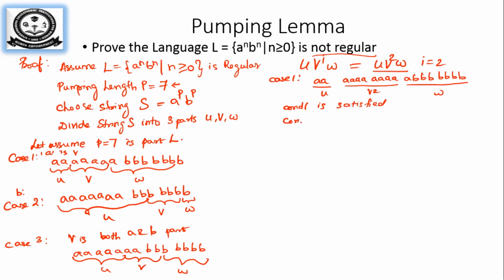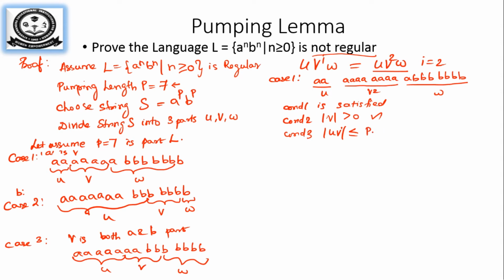Now condition 2 is that the length of V must be greater than 0. Here it is also satisfied. And condition number 3 is that the length of UV must be less than or equal to P. So UV together must be less than or equal to P here.